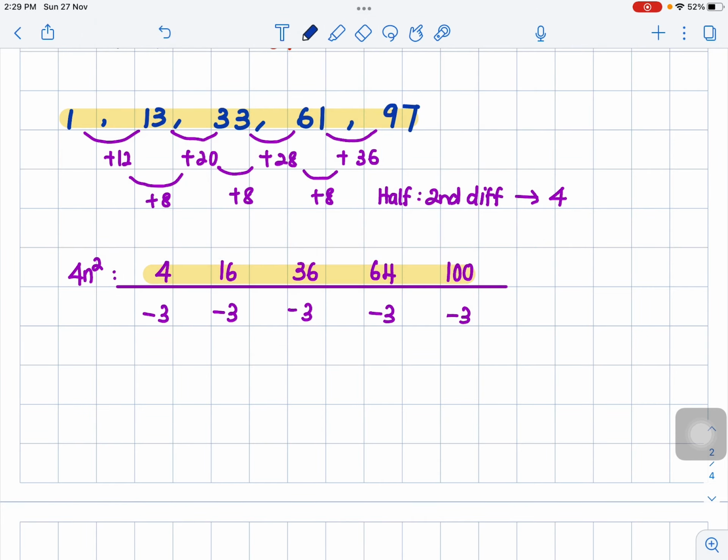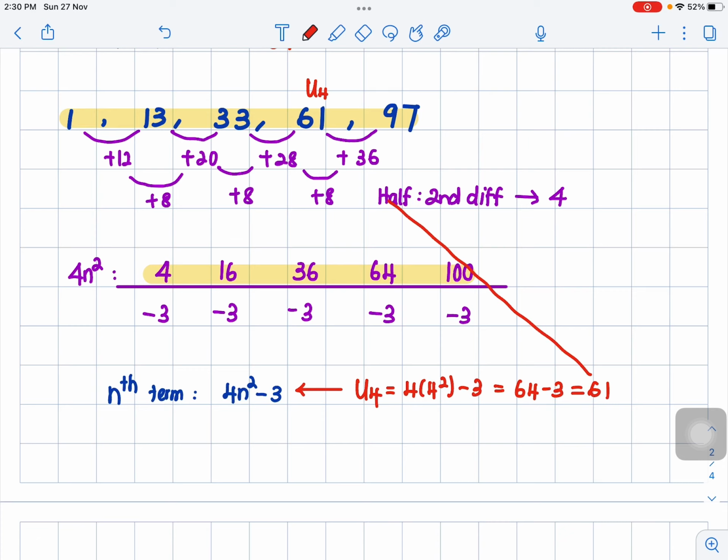So what will you write for your nth term? Your nth term is going to be 4n squared minus 3. Let's do our checking. Maybe this time I do for U4. When I write U4, my n value is going to be 4. So 4, 4 squared minus 3. That is 16 times by 4. 64 minus 3 is 61. Similar.